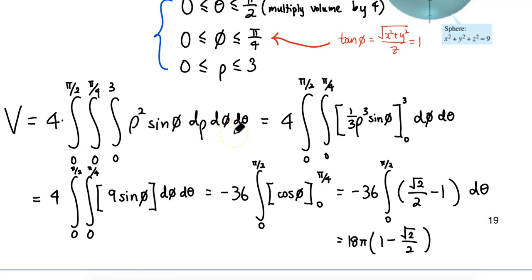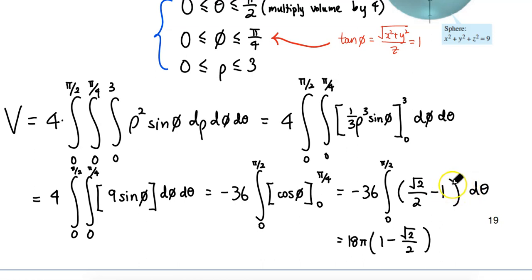The process here is not too complicated. For rho, the integral of rho squared is 1/3 rho cubed. And then we substitute. We get a 9 sine phi. Now we integrate in terms of phi. So the integral of sine phi is negative cosine phi. So it becomes this integral here. We substitute our limits pi over 4 and 0. And we end up with an integral in terms of theta that doesn't involve theta at all.